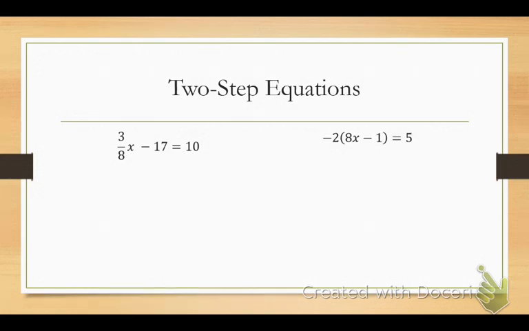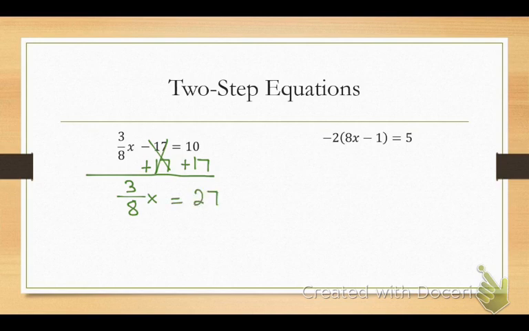All right, so step 1, Isla, what did you do first on the first equation? I added 17. Very good. Now we're going to get real specific here. Did you draw the long equal sign to separate them? Okay, and now we bring down what's left. 3/8 x equals 27. All right, Hadley, what did you do next? I multiplied. I did the reciprocal.